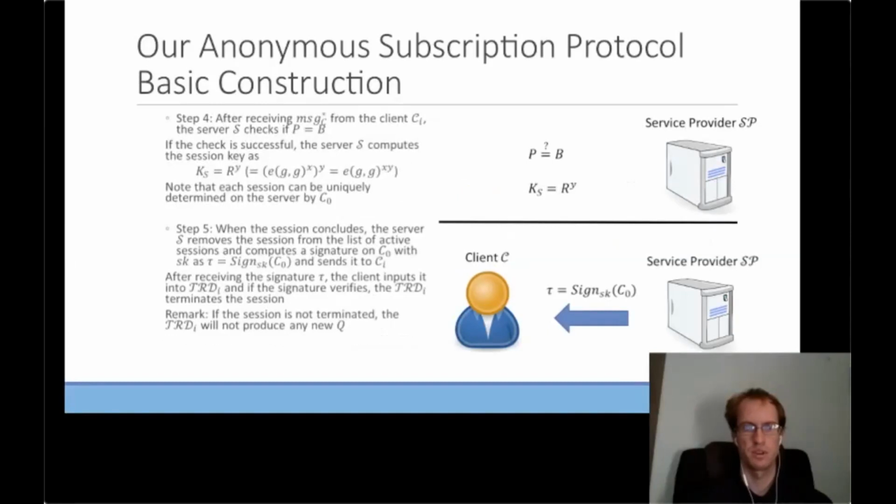When the session concludes, the server S removes the session from the list of active sessions and computes a signature on C0 and sends it to the client. Then upon receiving the signature, the client inputs it into the tamper resistant device, which terminates the session and resets the tamper resistant device to be ready to compute another Q.